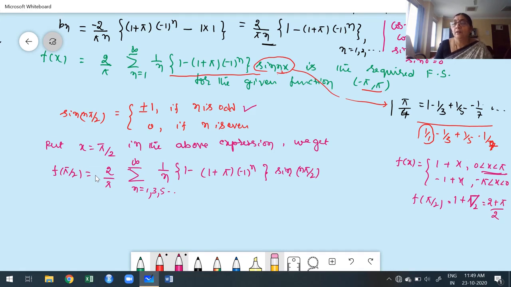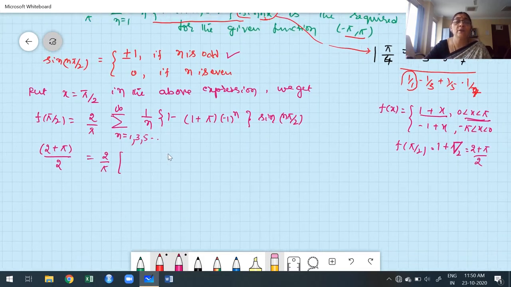In the next step, now I am going to substitute the value of f of pi by 2. Don't confuse: pi by 2 is in the range 0 to pi. Therefore, I am going to choose this function. Put x is equal to pi by 2. After taking LCM, we get 2 plus pi divided by 2, and then 2 by pi. Now, only the odd cases.